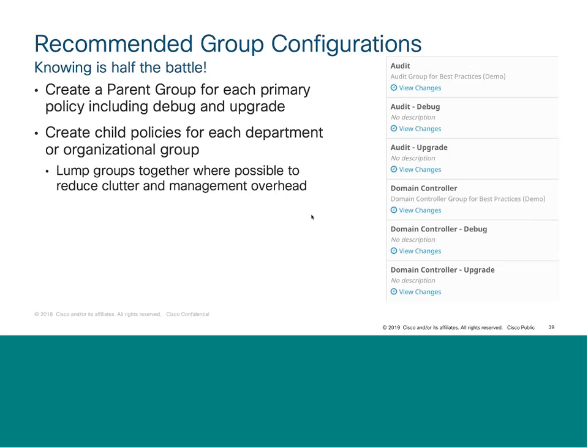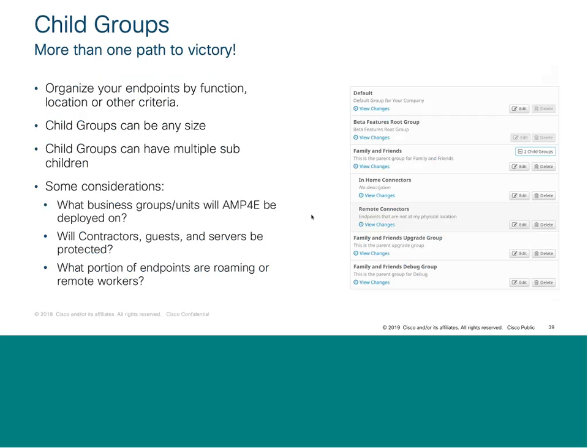Rather, what we want to do is create some primary parent policies, our audit, debug, and upgrade policies associated with our audit, debug, and upgrade groups. And then we want to create child groups for each department. So if I can stick my accounting department, my manufacturing department, and my shipping department into child groups, then I can orchestrate how those child groups function in a very granular way. And I can do that by simply moving child groups between different policies.